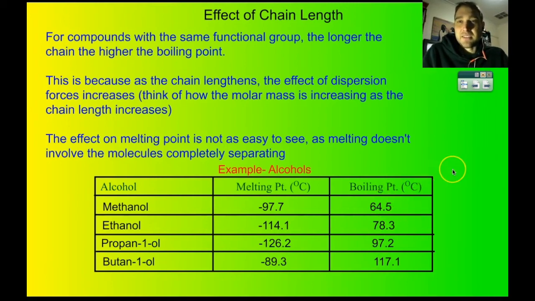And the reason for this is, as we're increasing the number of carbons, we're going to increase the strength of dispersion forces acting between the molecules. So the longer the carbon chain, the more atoms you have. The more atoms, the higher the molar mass. But really you're adding in more electrons. The more electrons you have, the stronger the temporary dipoles produced when the electrons pull at one end of the molecule or the other end of the molecule and produce a temporary dipole. So the longer the carbon chain, the stronger those dispersion forces, the higher the boiling point.